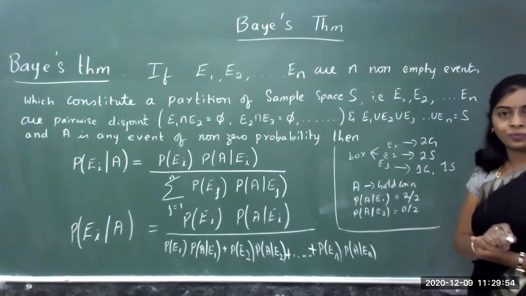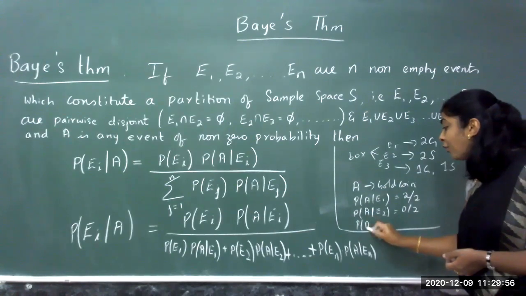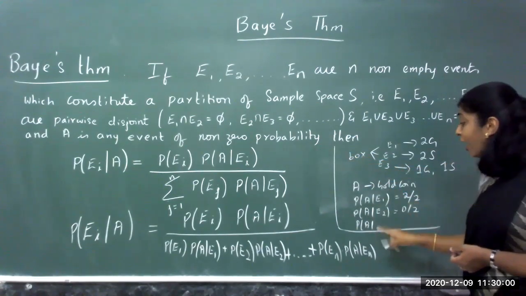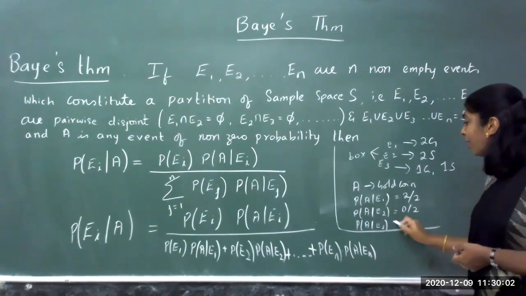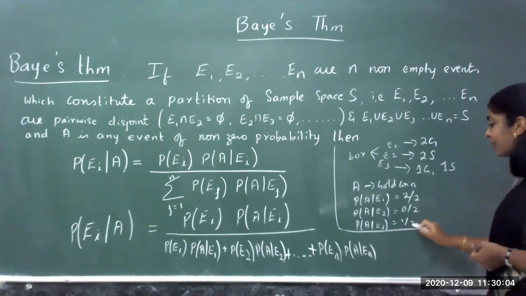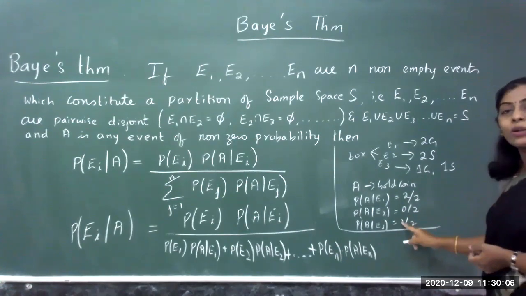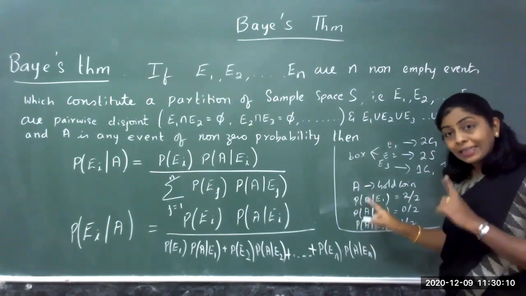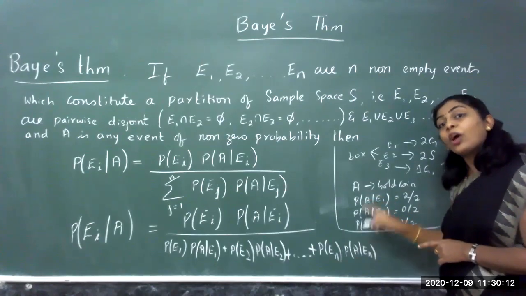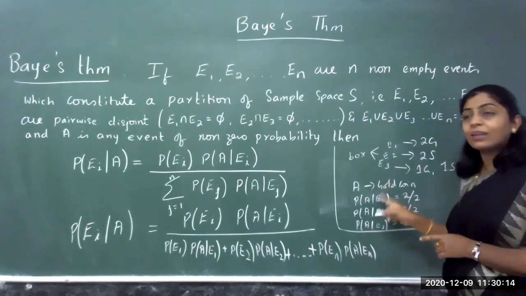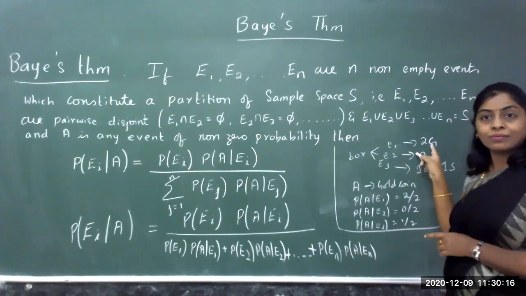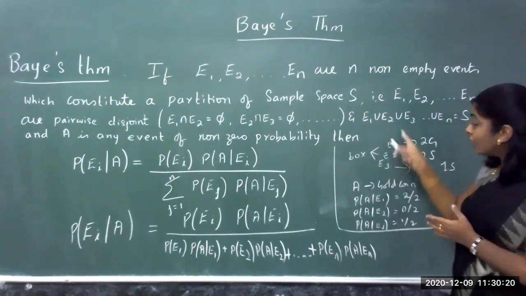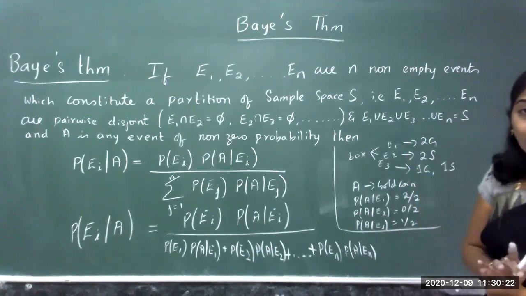So 0 by 2. Then the probability of taking a gold coin from the third box: one gold coin and one silver, so there are only two coins but only one is gold, giving 1 by 2. This is conditional probability: taking a gold coin when the box event is occurred. This is what we had learned in conditional probability.